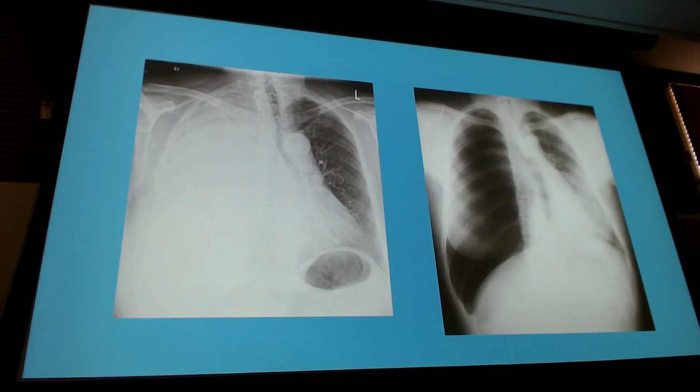Tension pneumothorax. How do I know that? Well, one, I'm missing my lung, right? That's all black. But then look at my shift. It's pushing that entire mediastinum over, right? What's the treatment for the pneumothorax? Chest tube. What's the treatment for the other one? Chest tube. Same treatment. One we got to remove air, one we got to remove fluid. They both need chest tubes. Good.